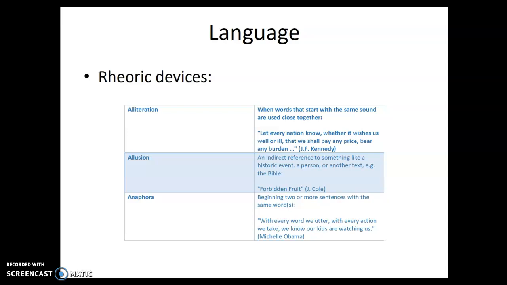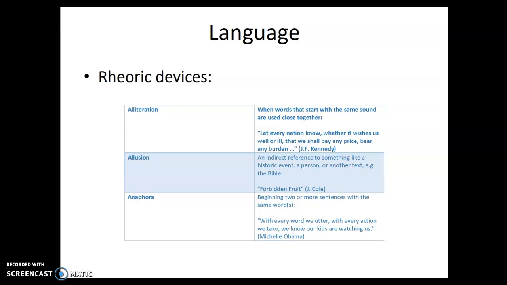Of course, we have the alliteration, when words that start with the same sound are used close together. In this quote by John F. Kennedy, you will see both the W, but also the P and the B when I say the sentence: let every nation know, whether it wishes us well or ill, that we shall pay any price, bear any burden. So this is alliteration, bogstavering.